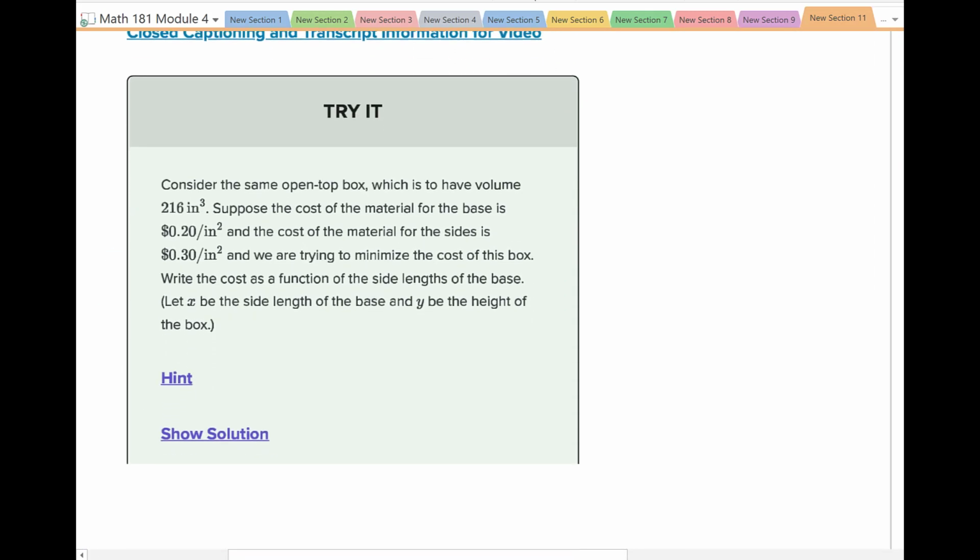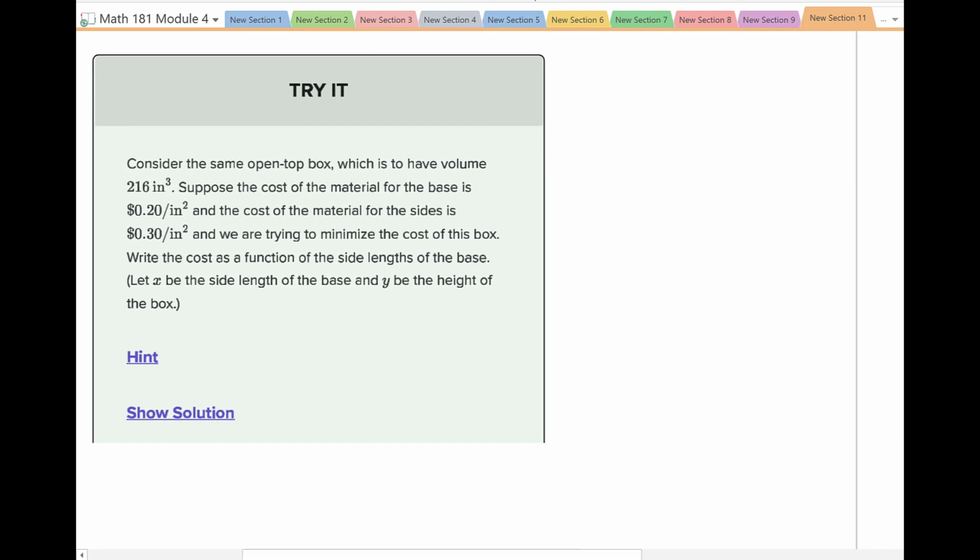And here it is. Consider the same open top box, which is to have the volume of 216 cubic inches. Suppose the cost of the materials for the base is 20 cents per square inch, and for the sides is 30 cents per square inch. And we're trying to minimize the cost of the box. All they're asking us to do is write the cost as a function of the side lengths of the base.